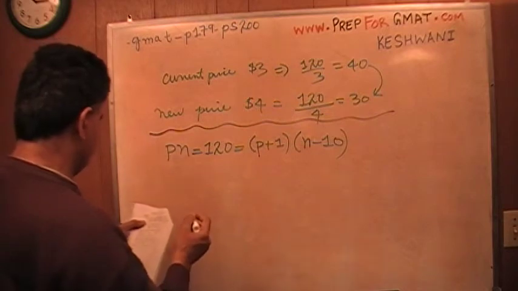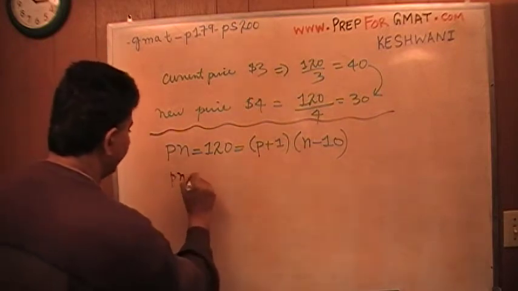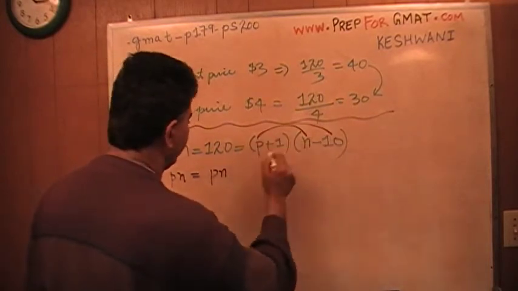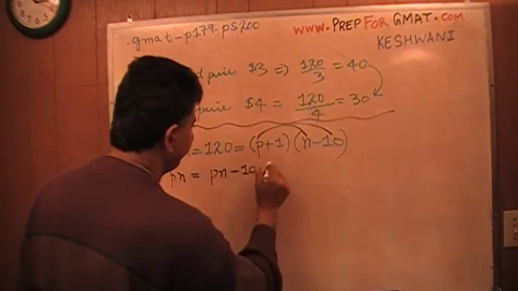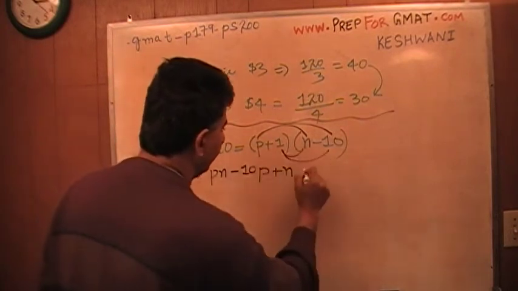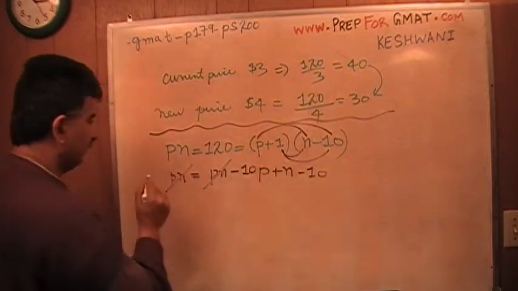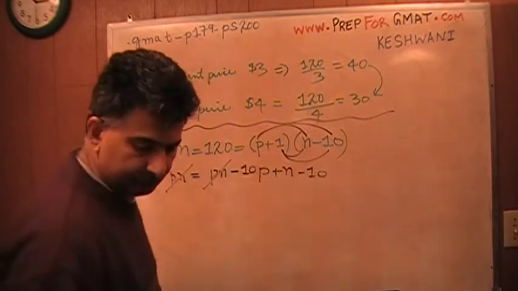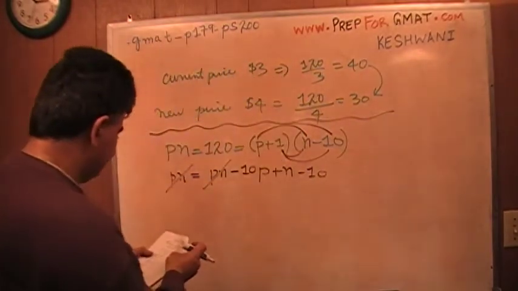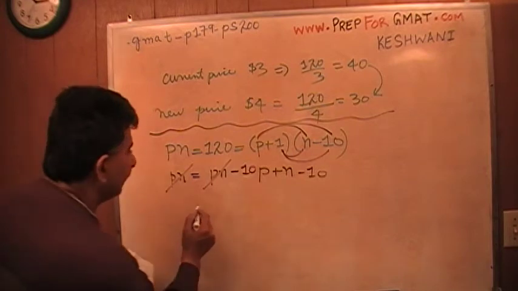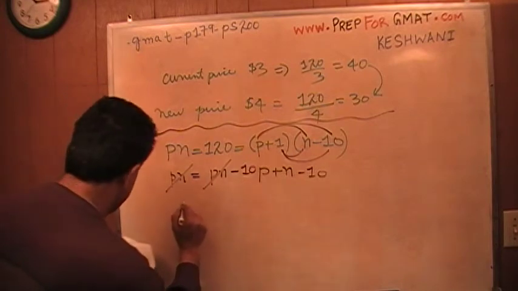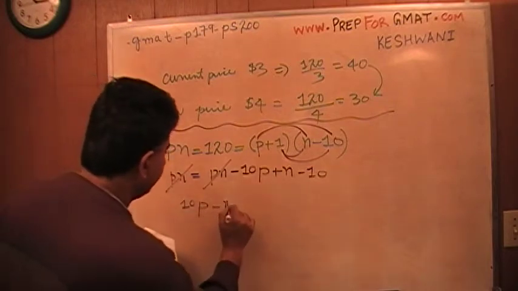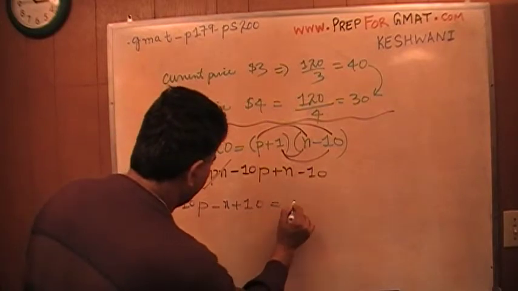Let's continue here. P times N equals, I'm going to open this parenthesis here, P times N, plus 10P, negative 10P, plus N, and negative 10. NP and NP drop out. And what I'm left with is 10P minus N plus 10 equals 0.